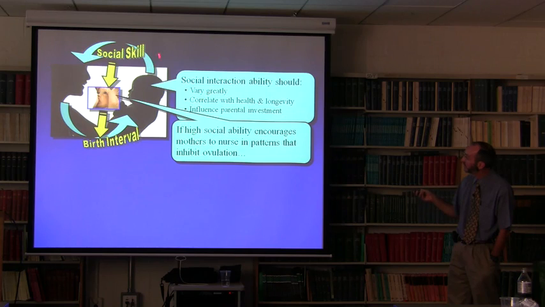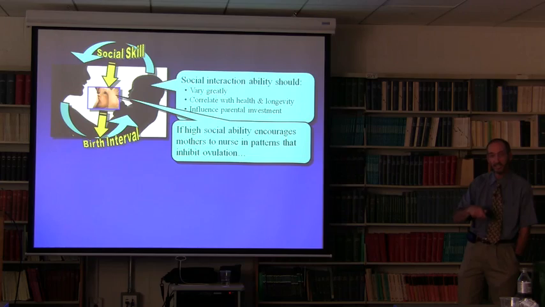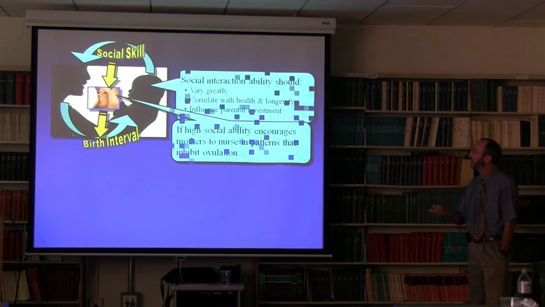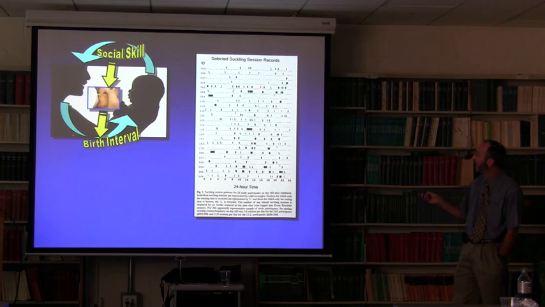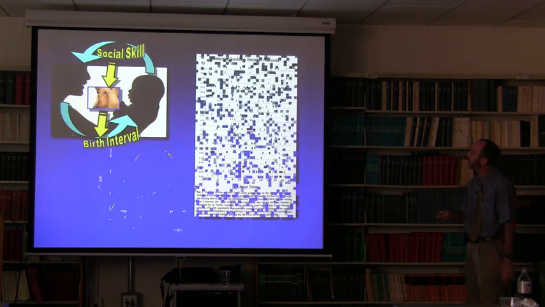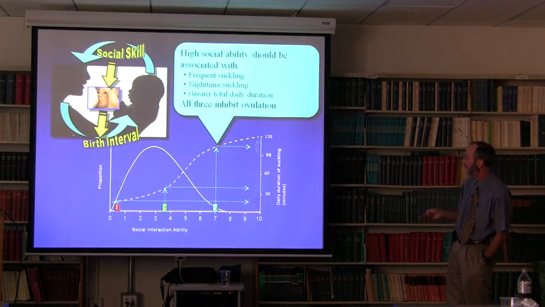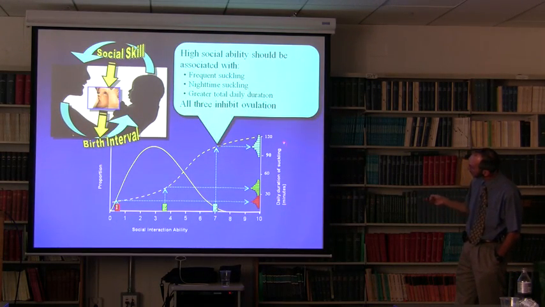And if social skill is charm, and it produces longer birth intervals, we should see that if high social ability encourages mothers to nurse in a pattern that inhibits ovulation, that's how it works, we should see that measures like this, a detailed suckling record for many different individuals. Each of the black bars represents a period in which the mom said she was nursing, on a little button that she pressed. We should see that daily duration of suckling, for example, correlates with social interaction. All three of those, recall, inhibit ovulation.